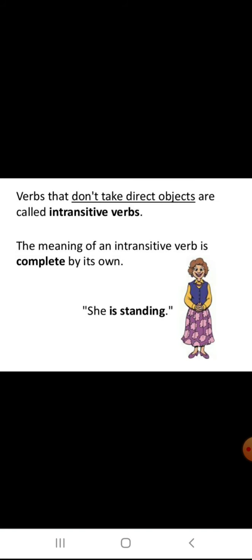Verbs that do not take a direct object are called intransitive verbs. In an intransitive verb, there will not be an object. Only subject and verb will be there. Some complement words may be there, but there will not be an object. The meaning of an intransitive verb is complete by its own. She is standing. She is the subject. He is standing. Here is is an auxiliary verb. Standing is the main verb. So there is no object. That's why it is an intransitive verb.